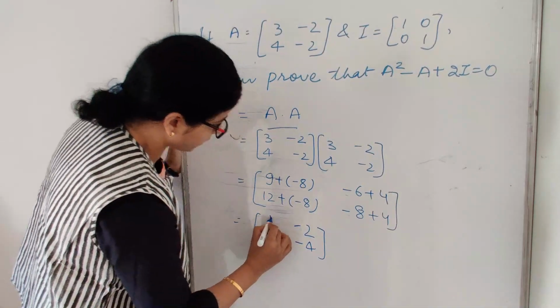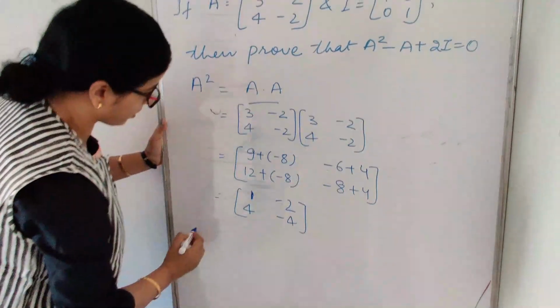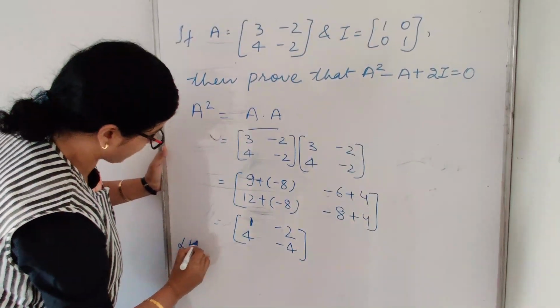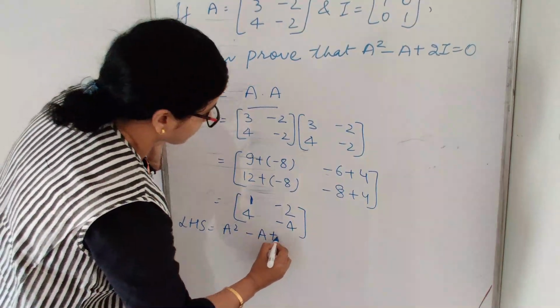Okay, now I will substitute. So now we'll substitute in the given equation. So the left hand side is equal to A square minus A plus 2I.